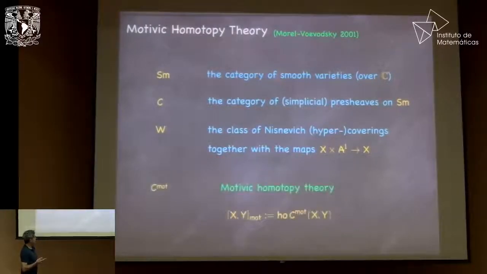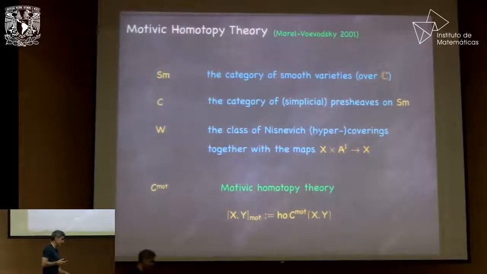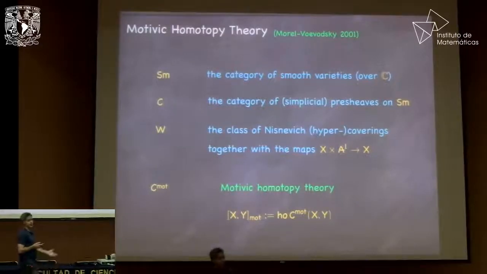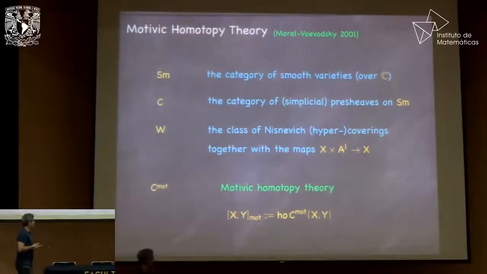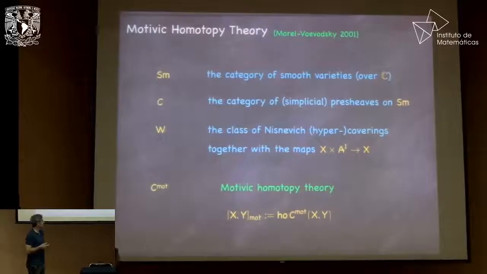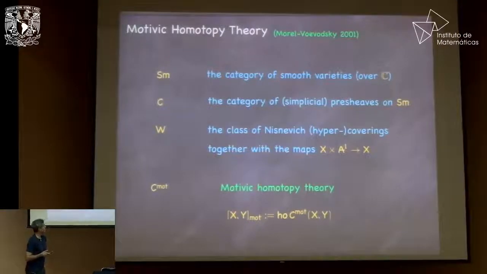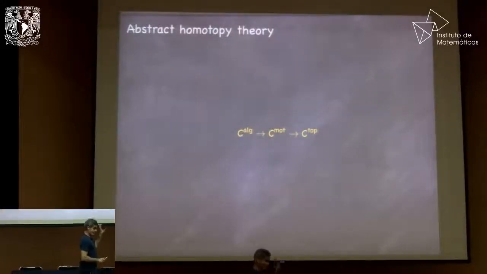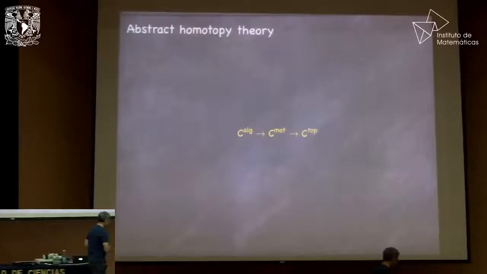That's called motivic homotopy theory, and it had some spectacular applications in the study of algebraic K-theory. Voevodsky used it to prove the Milnor conjecture on quadratic forms, and Morel made spectacular applications to other invariants. So this is motivic homotopy theory. If that seemed abstract, that's the end of that abstract part.